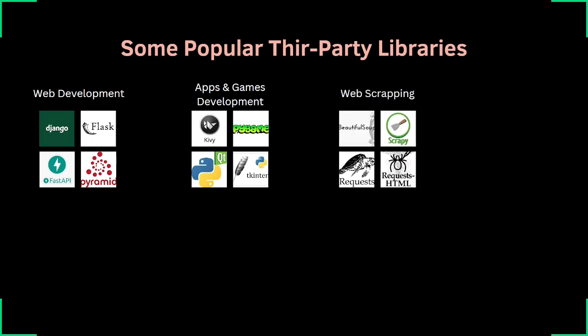Similarly, for web scraping, we have Beautiful Soup as one of the top libraries. Then there's also Scrapy, Requests, and Requests-HTML, among others. So talking about Beautiful Soup, it is a library for parsing HTML and XML documents. It creates parse trees that are helpful for extracting data from HTML websites, and that is useful for web scraping.